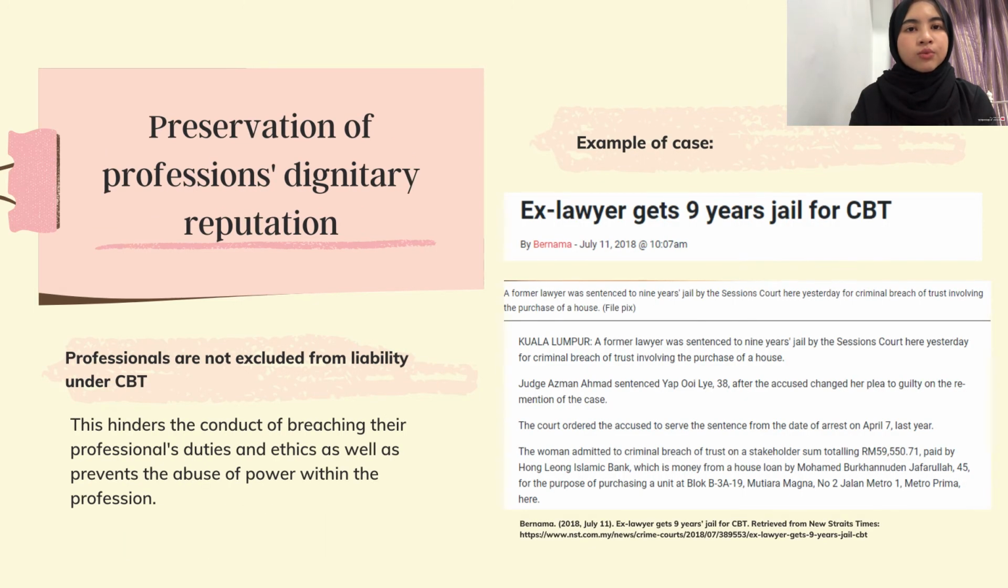Lastly, CBT also enables professionals to preserve their dignified reputation, because professionals are not excluded from CBT liability, which prevents them from breaching their professional duties. This can be seen where a former lawyer was sentenced to 9 years imprisonment for CBT on stakeholders' sums totaling approximately 60,000 ringgit, involving money from a house loan paid by the Hong Leong Bank.